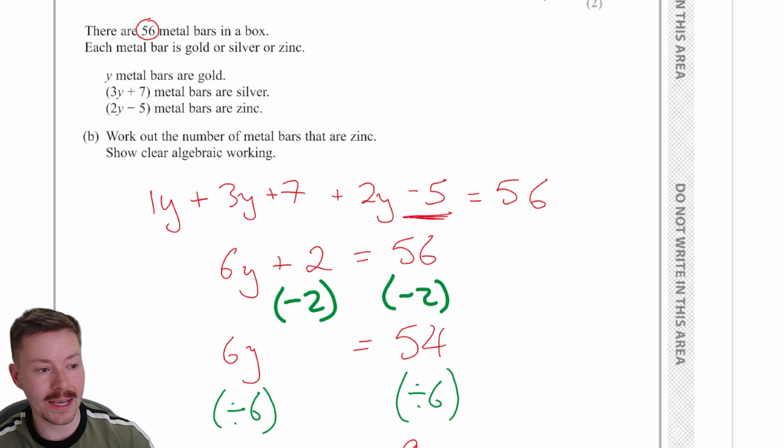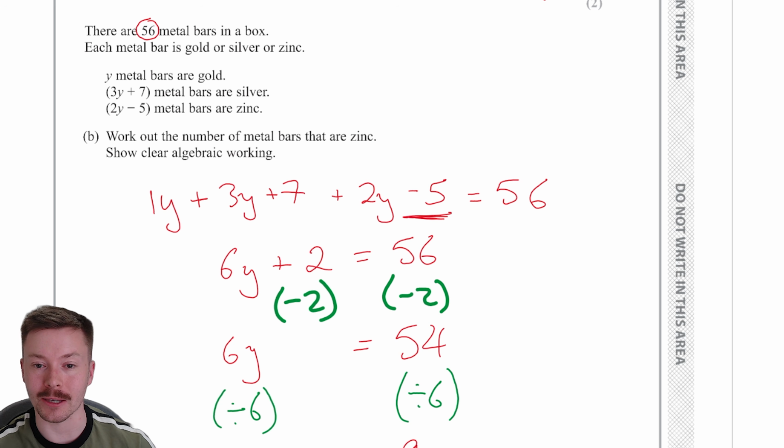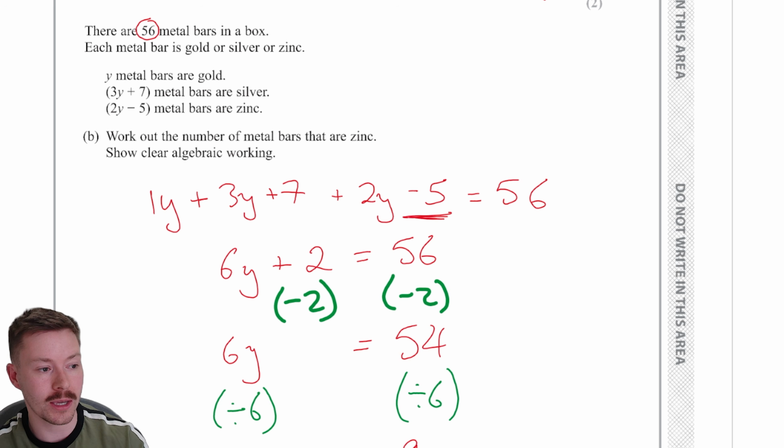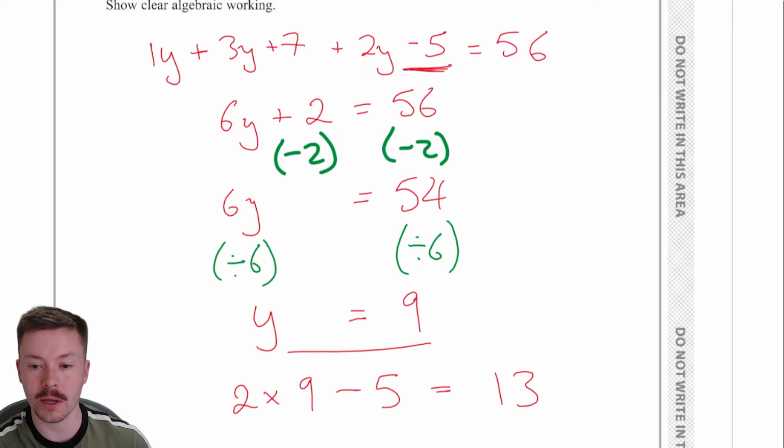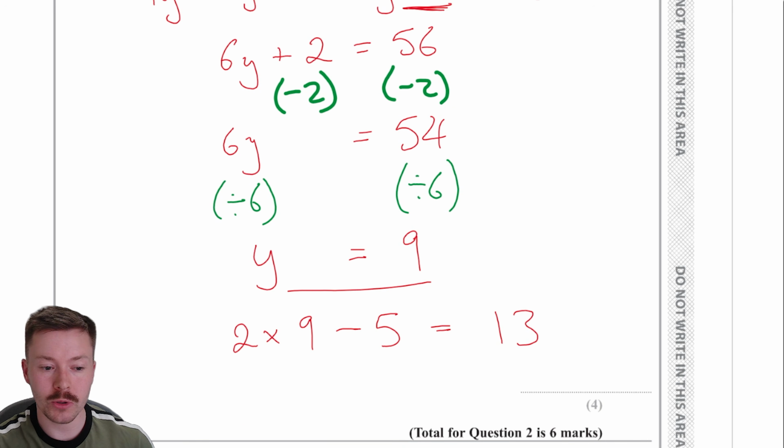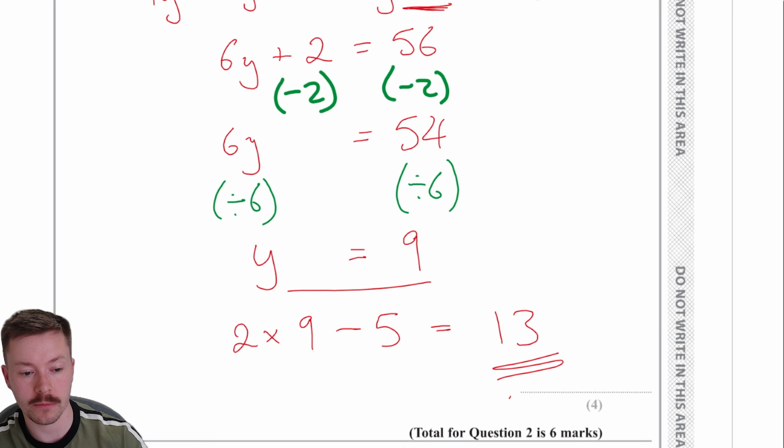Okay, now that isn't the final answer because it asks us to work out the number of metal bars that are zinc. And it says to show clear algebraic working, so we have to make sure we do that. Now, zinc is 2y minus 5. So to get our final answer, we are going to do 2 times y, which is 9, minus 5. That gives us 2 times 9 is 18, minus 5 is 13. I'll just scroll that down so you can see that. There we go. So that's our final answer, 13.